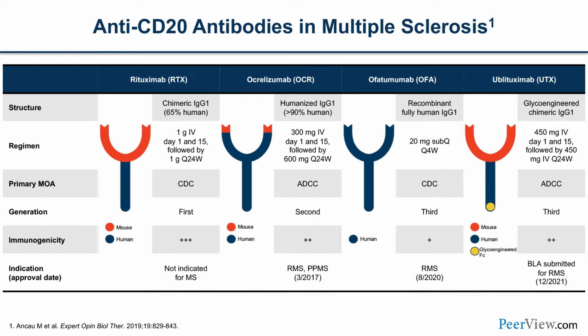Currently under review by the US FDA is Ublituximab, which is a glycoengineered chimeric antibody. So we will have potentially 3 monoclonal antibodies to select from that have received regulatory approval for treatment in relapsing MS, and one of which has received regulatory approval for treatment in primary progressive multiple sclerosis. I'm going to talk a little bit more about Ocrelizumab.